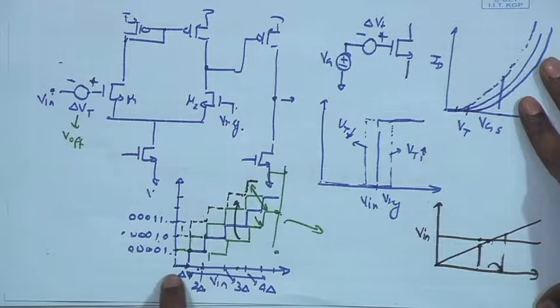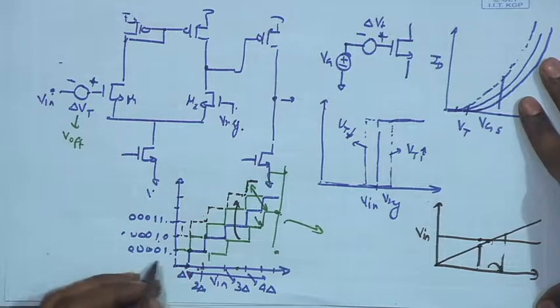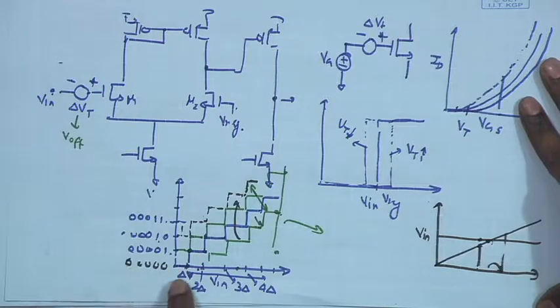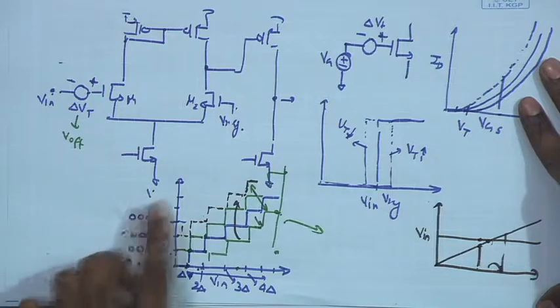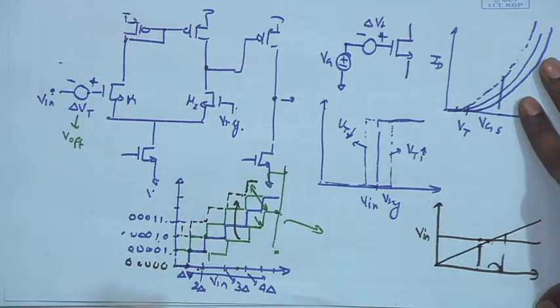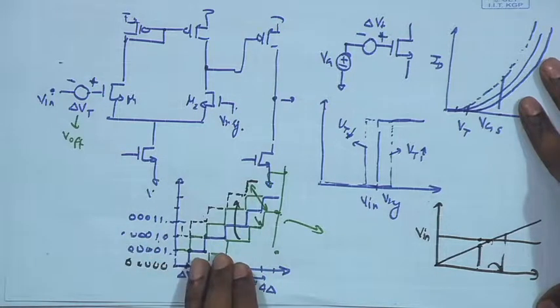If the input is between 0 and delta, the output is all 0, 0, 0, 0. If the input is between delta and 2 delta, output is 1, 0, 0, 0, or in other words 0, 0, 0, 1. If it is between 2 delta and 3 delta, it is 0, 0, 1, 0, and so on. So, this is the transfer characteristics or input output characteristics of the ADC. If now I have this scenario, then the entire curve either gets shifted up or down.